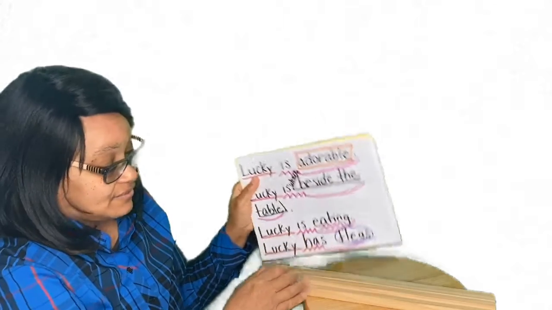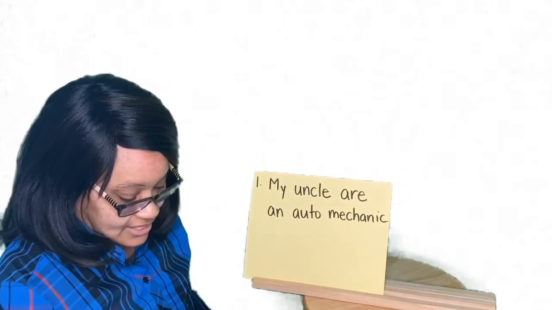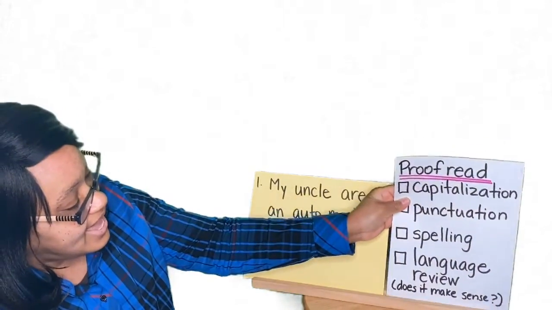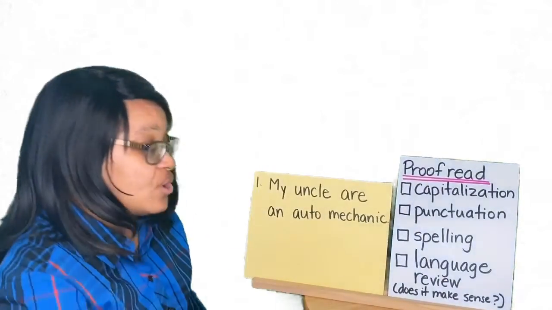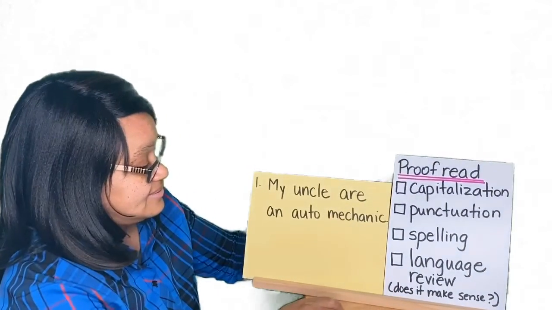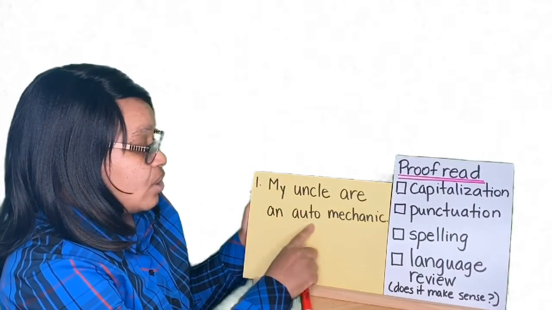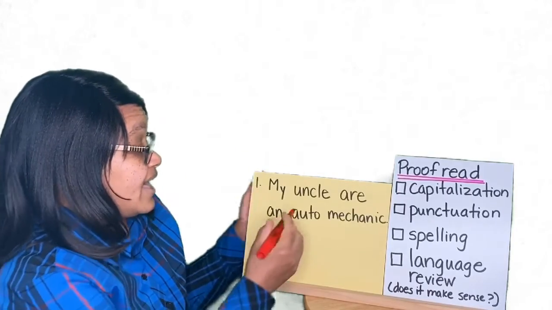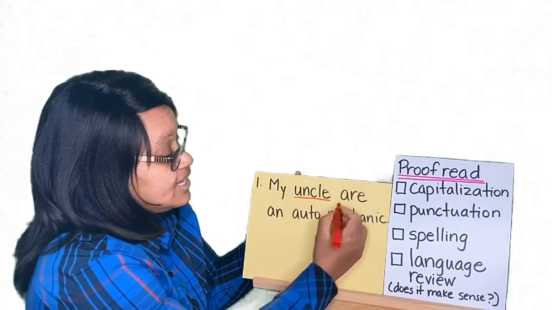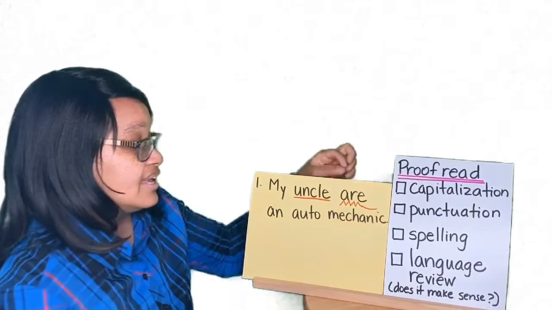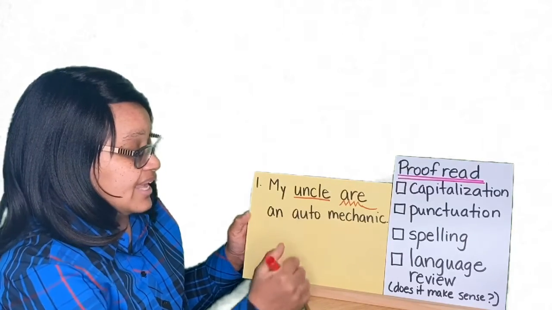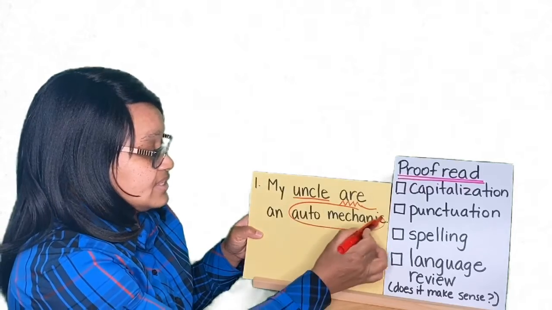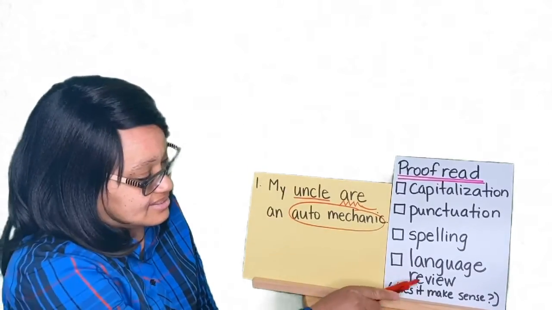So this is helping us take a look at linking verbs. Now when you are using linking verbs, you must make sure that your sentences make sense. So we've been doing some proofreading. We've been checking for capitalization and punctuation and spelling. But today we are going to focus on language review. Does it make sense? So here we have, my uncle are an auto mechanic. So we have uncle being the subject, and here's our predicate.